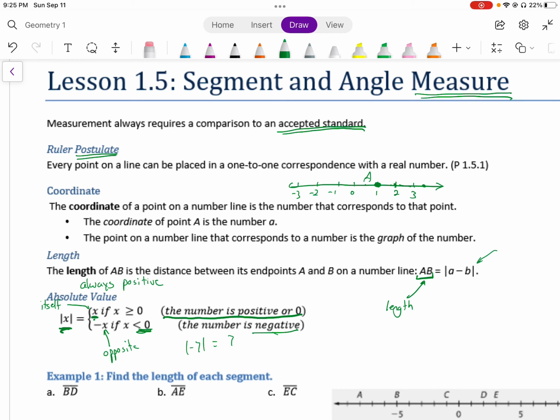The geometric way to think about absolute value is that it is a number's distance from 0. And since distance is always positive, the absolute value is always positive.